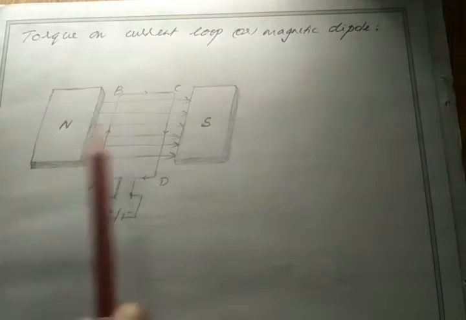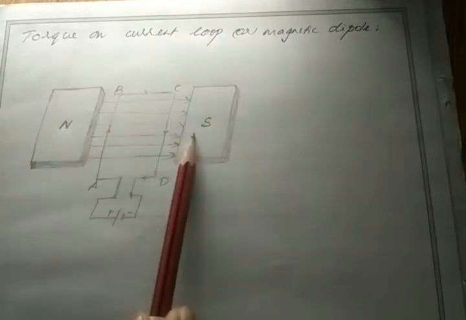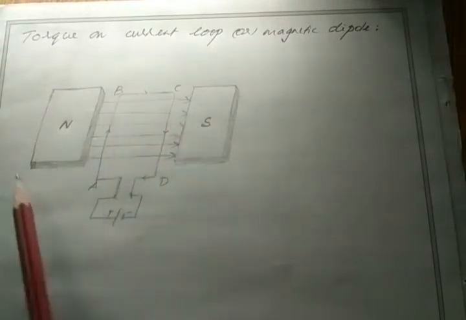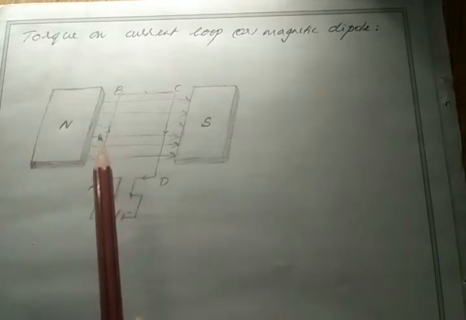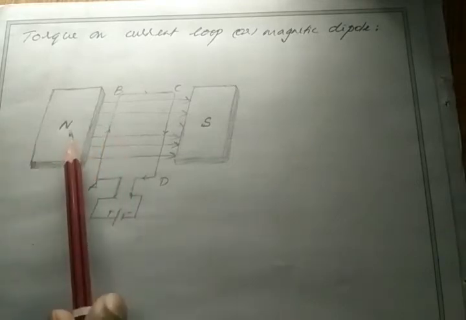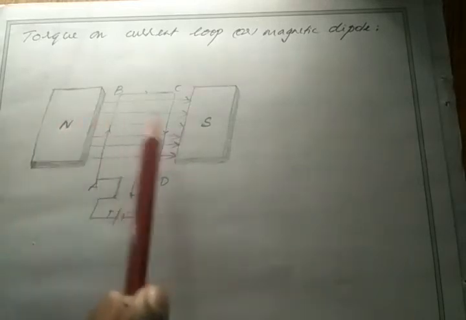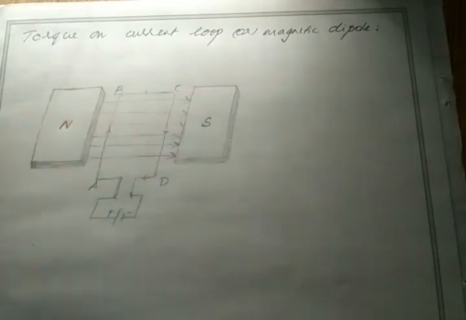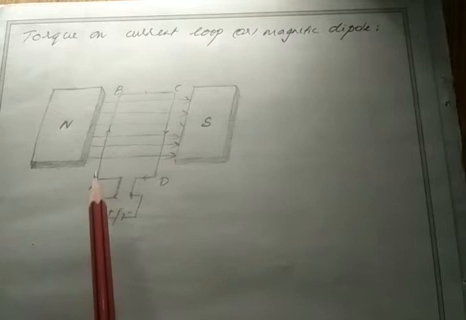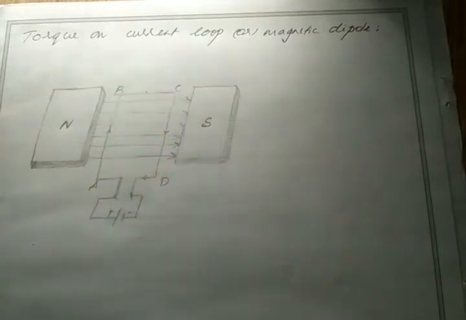We have two magnets, north pole and south pole. We already know magnetic field lines start from the north pole and end at the south pole. So in between the magnets we have a uniform magnetic field. Clear, uniform magnetic field. Inside this magnetic field we have one rectangular loop. The loop ABCD is in the shape of a rectangle.